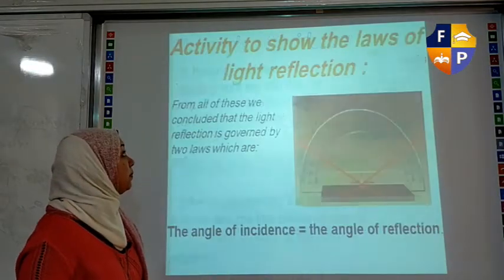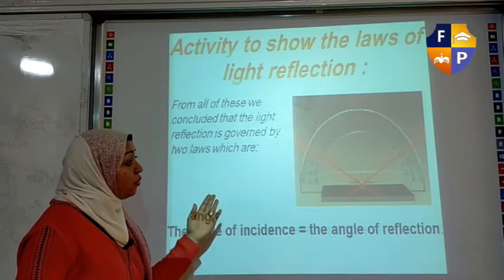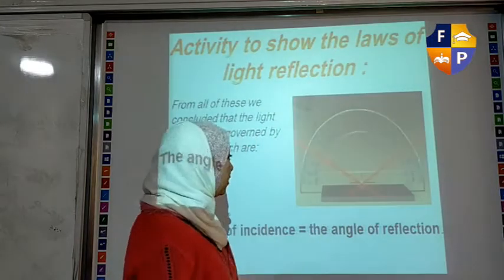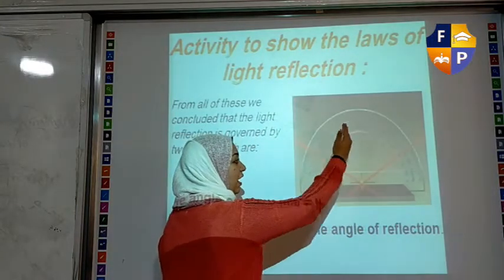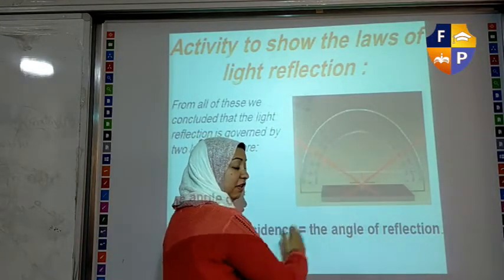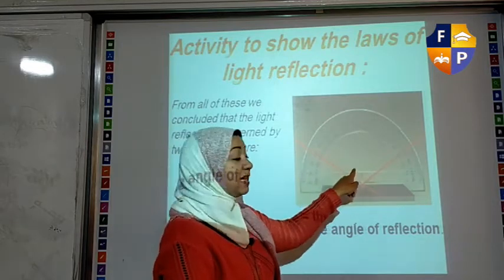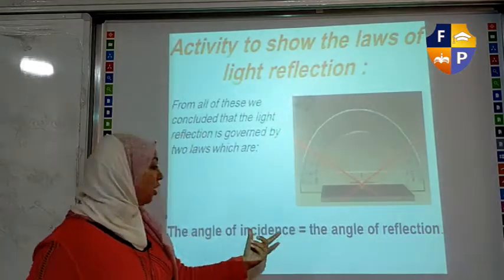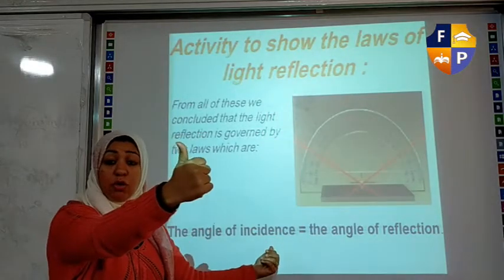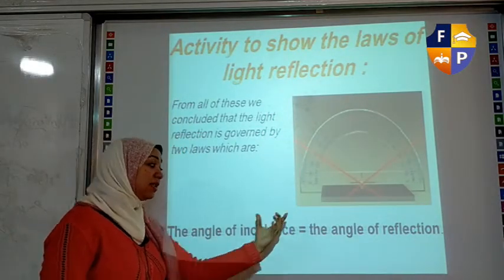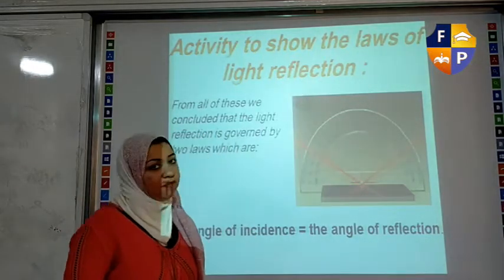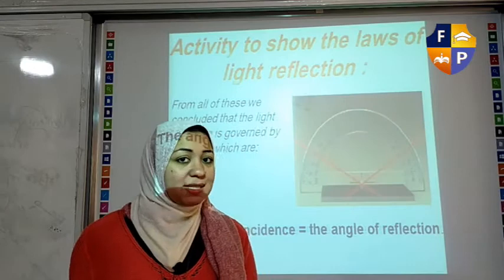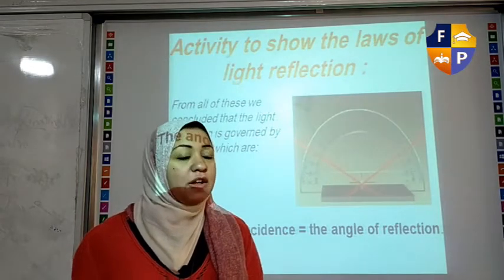Let's continue our activity. Here we are going to conclude the rules of light reflection. Number one, from this activity, when we have the normal line in the middle of the reflecting surface and measure the two angles, the angle of incidence and the angle of reflection, we found they are equal. So rule number one: the angle of incidence equals the angle of reflection. Again, law number one, the angle of incidence must equal the angle of reflection.